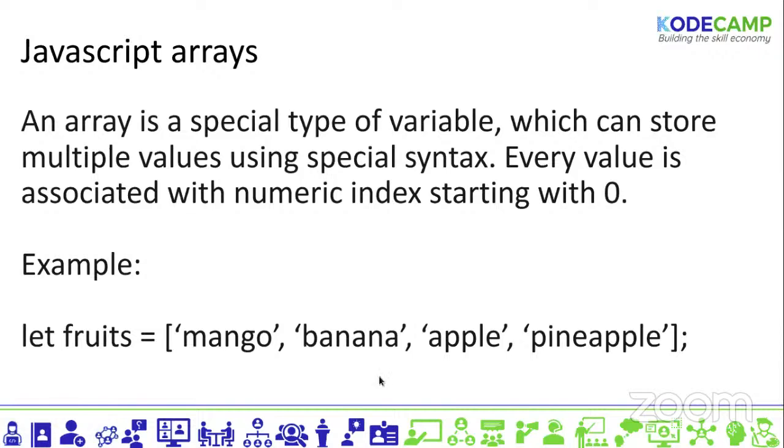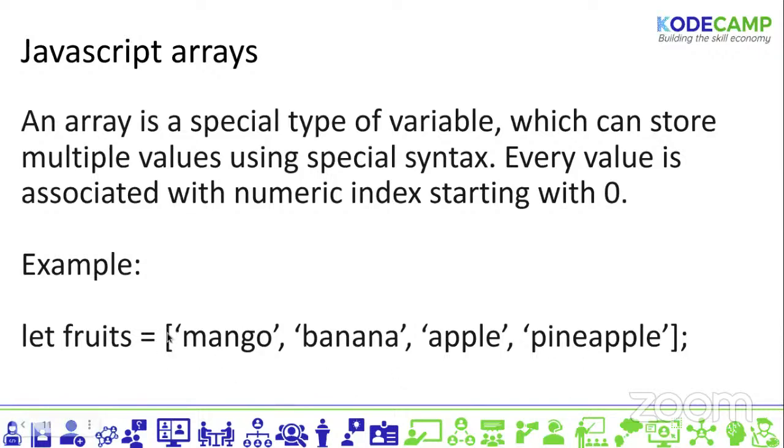You remember a variable, like a string variable, has just one value. You can't specify more than one value. But here you can see that we have a lot of values. We have fruits as the variable name, and we have mango, banana, apple, pineapple as the values inside this array.